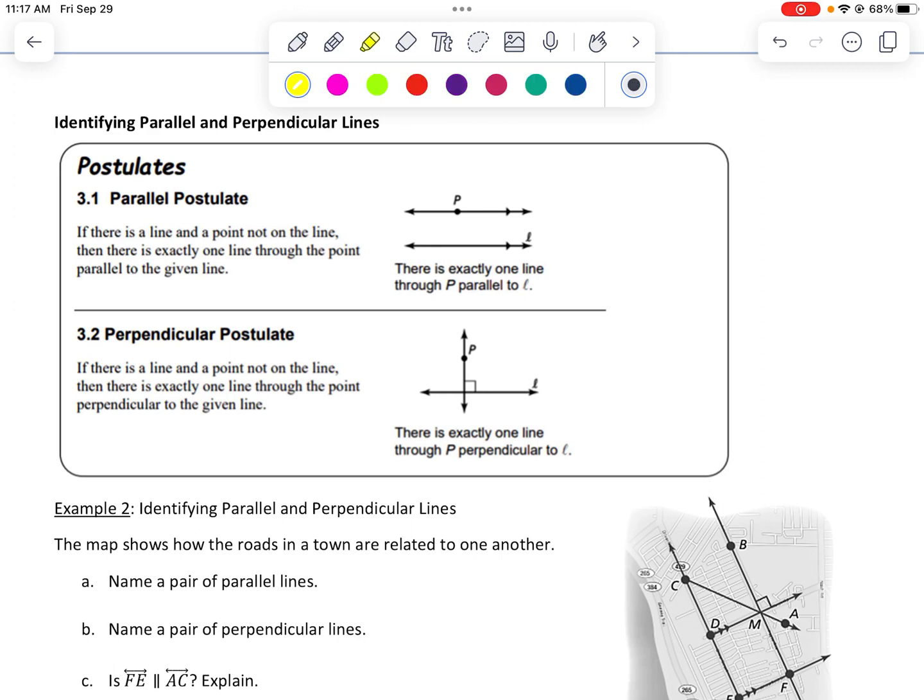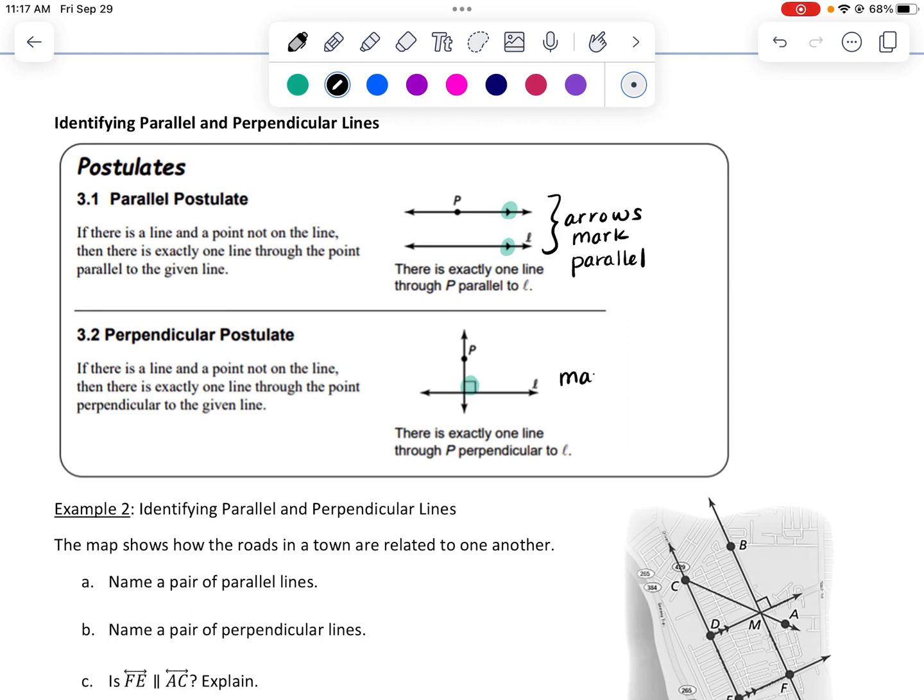A couple things to note, notation-wise. These arrows mark parallel. And then what we notice here, 90 degrees, marks perpendicular. So just paying attention to, again, the notation and how we see that. If you see 90 degrees, we should know, boom, perpendicular. If you see those arrows, parallel, okay?